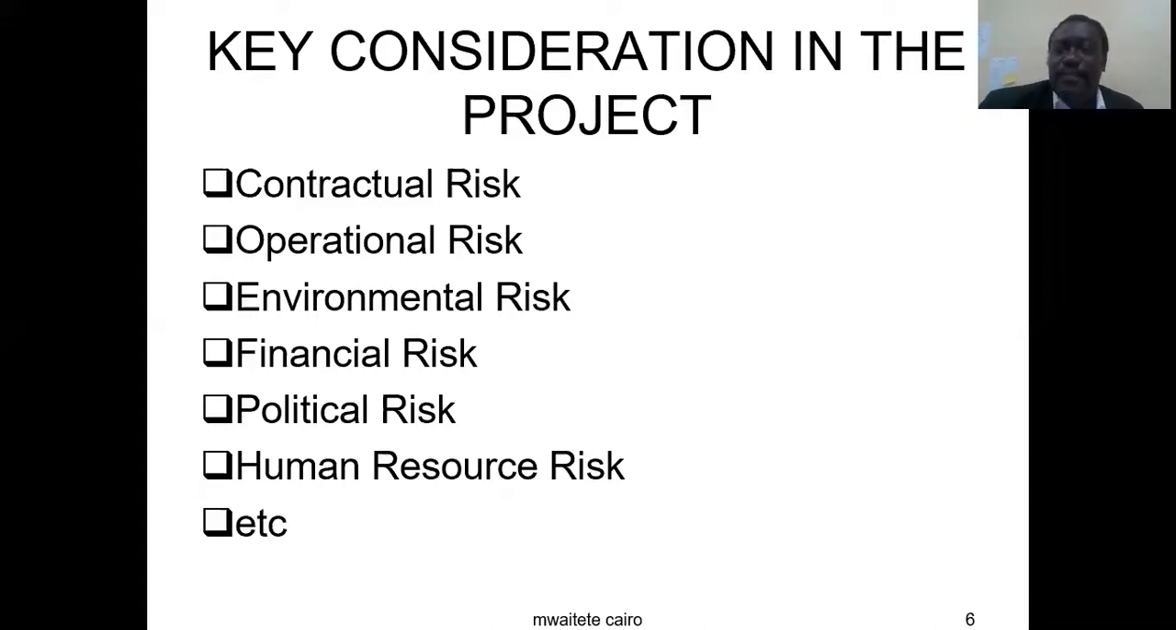Operational risks. Some risks are operational. They are happening because we are performing some activities within the project. So it is operational.